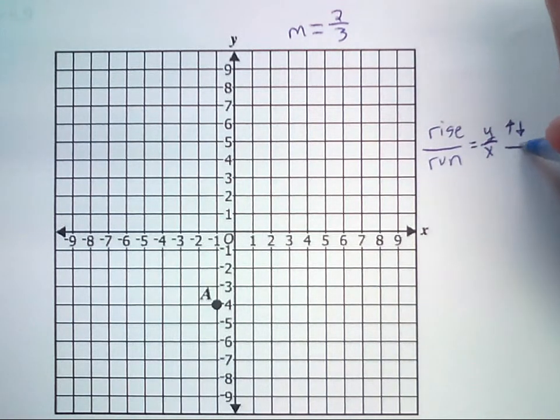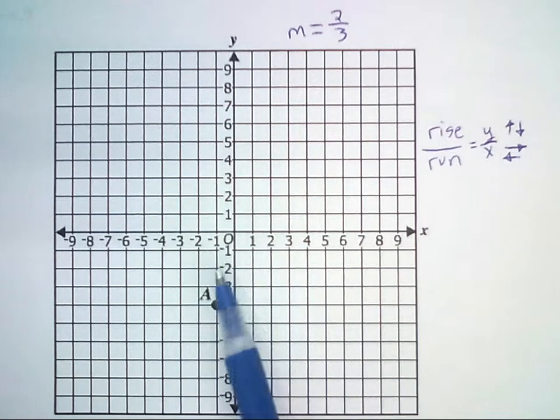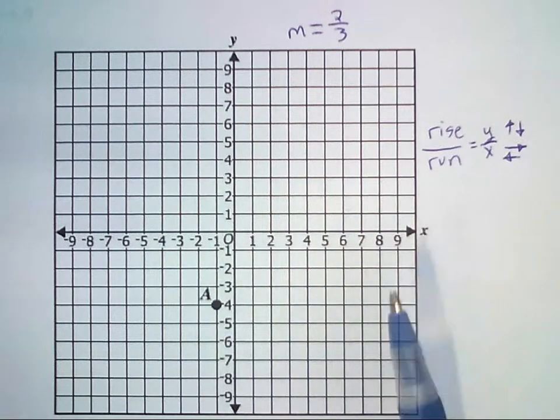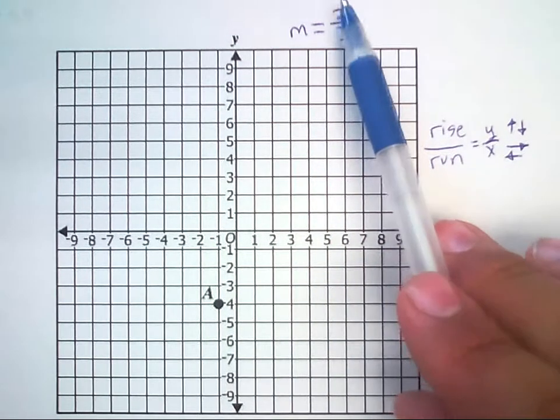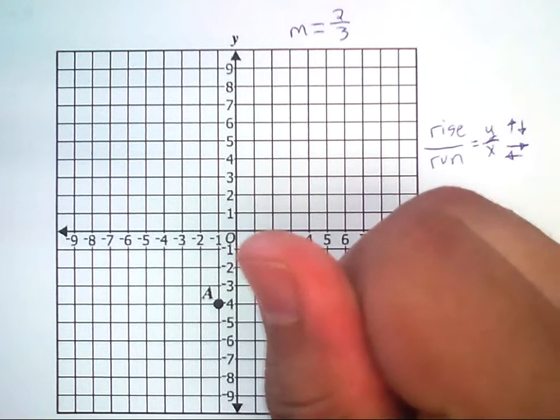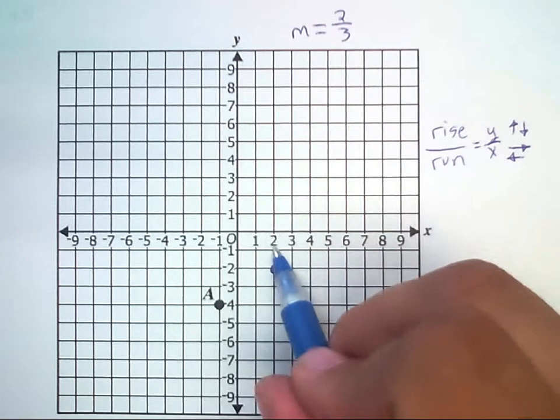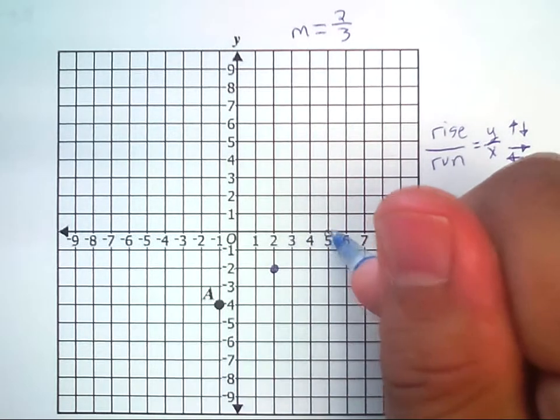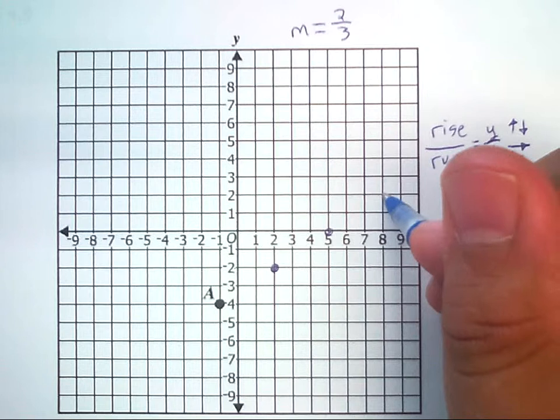And on the bottom, it either moves right or left. It just depends on if it's positive or negative. Since both these numbers are positive, we're going to move in a positive direction. So we're going to go up 2, right 3. So 1, 2, 1, 2, 3. And I can keep doing this, 1, 2, 1, 2, 3, just to add a couple extra points.